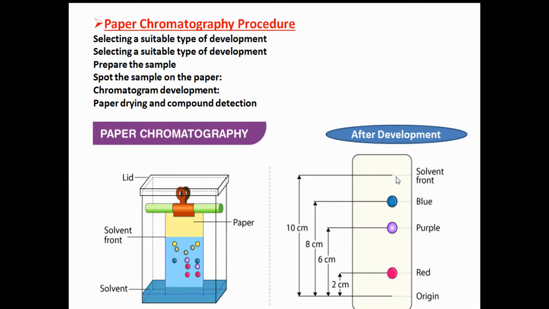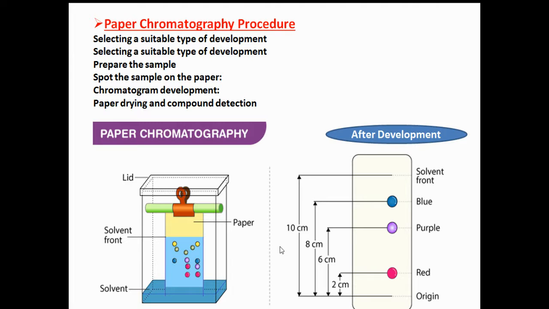This is nothing but the distance traveled by the solvent from the origin. This is the origin where the sample has been loaded, and from that sample, after development of the chromatogram, we can see three different spots. That means there are three components present in the given sample. And this is the solvent front, where we have to measure the distance from the origin to the solvent front, and also from the origin to the different spots or components which are formed on the paper. These are very helpful to calculate the RF values as we have seen in TLC.